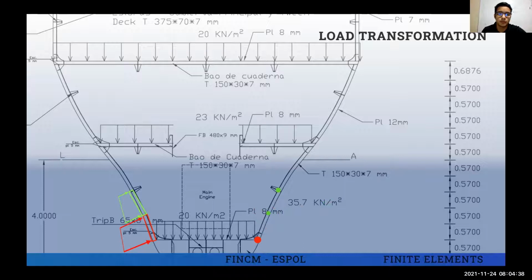For variable distributed loads as the pressure exerted. I'm not seeing your screen. Okay, I'm sorry. Go on. So go on. I'm sorry. Go on. Okay.